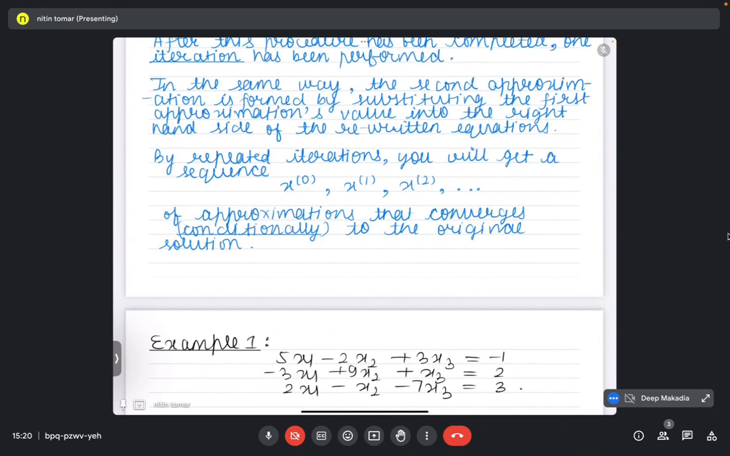Please apply Jacobi method on this, and if you are stuck, then please tell me. When you are done, please tell me. At least when you're done with the first iteration, you tell me the answer.